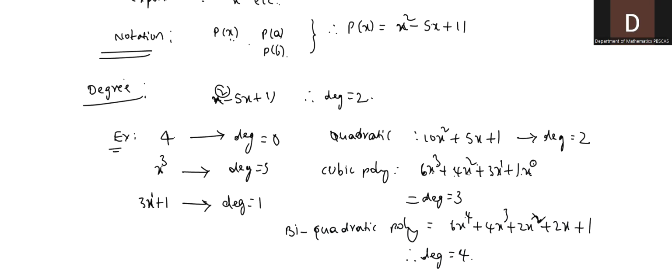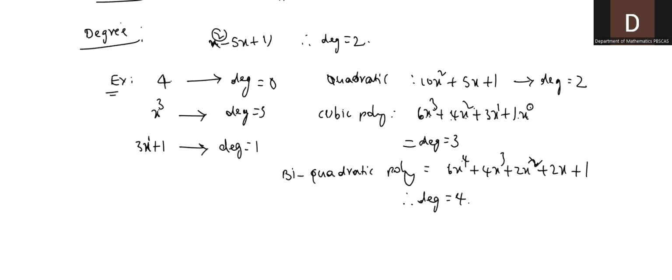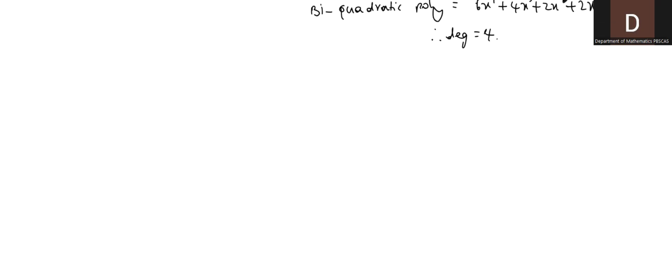Okay, and the next page. See, what are terms? The several parts of a polynomial separated by plus or minus operations. Terms. The parts separated by plus or minus operations are called terms of the expression.